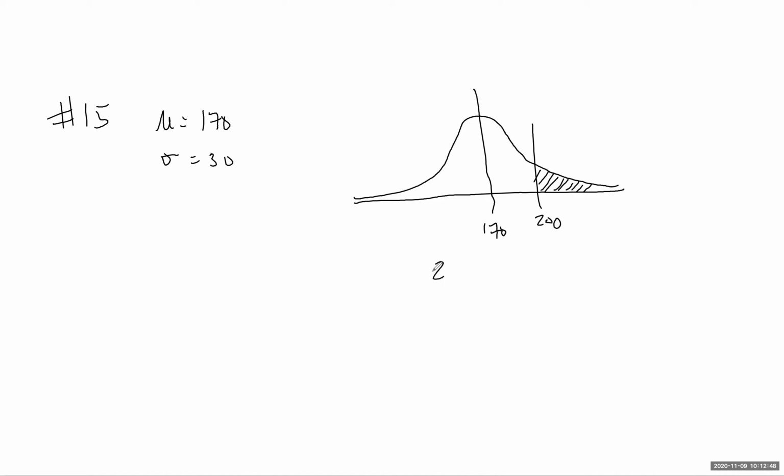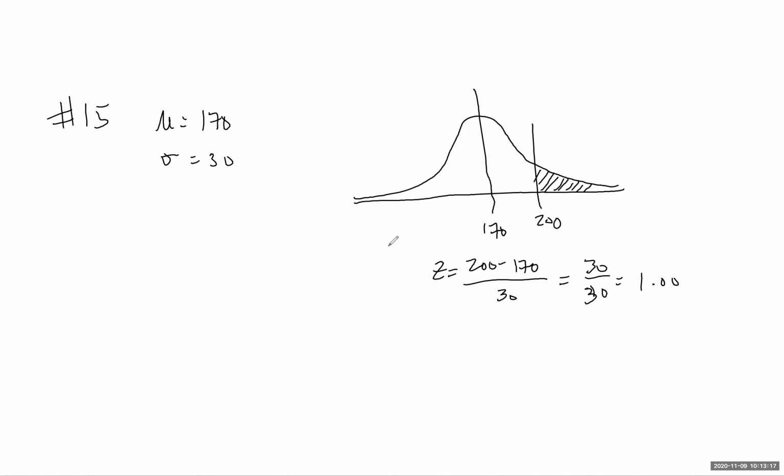So here's 170, that's our mean. Here's 200. They want to know what's the probability, or what's the percentage of teenage boys, that have cholesterol above 200. We find our z-score for that, 200 minus 170 divided by 30. And we get 30 over 30, which is 1. We look that up in our table. Positive 1.00, and I get 0.8413.